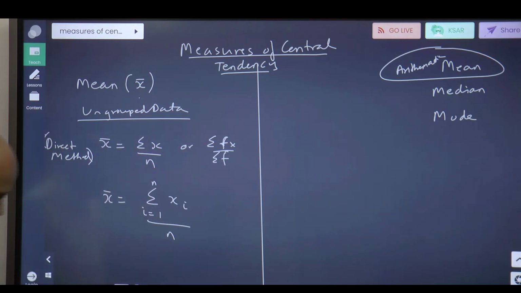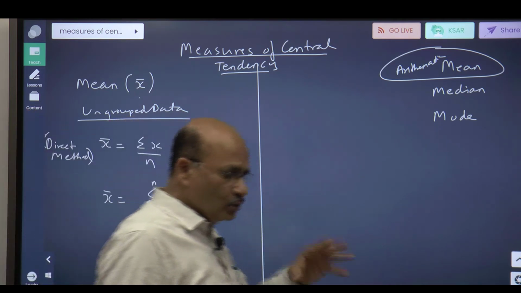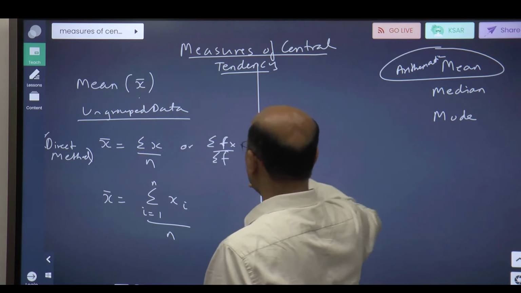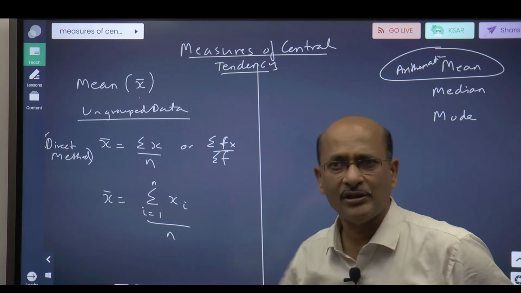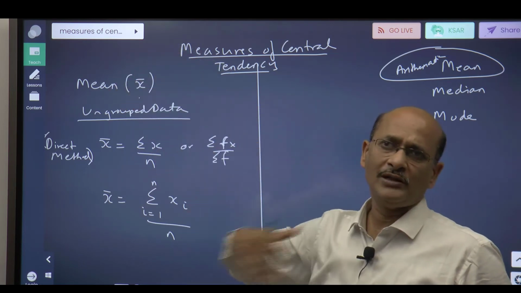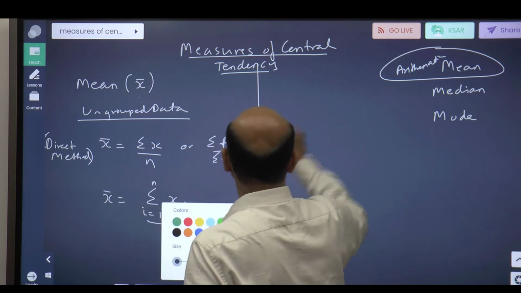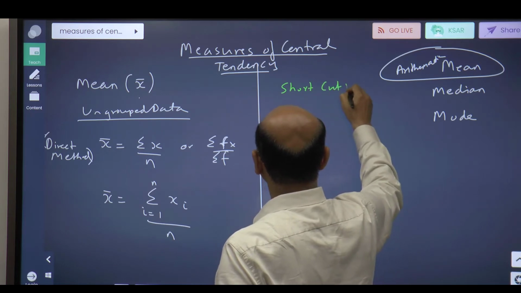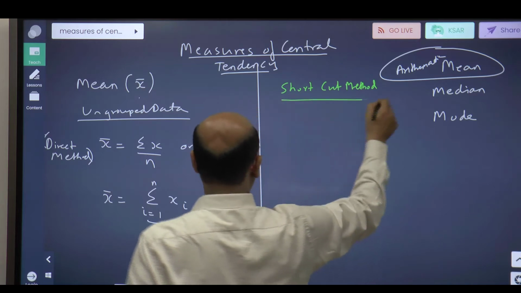Great. Now remember one thing: when I said ungrouped data, it means raw data. This is for ungrouped data. For grouped data there are other methods also. Suppose the database is very huge, then the other method we use is called the shortcut method. Now please listen and pay attention to what I mean by this. Shortcut method.